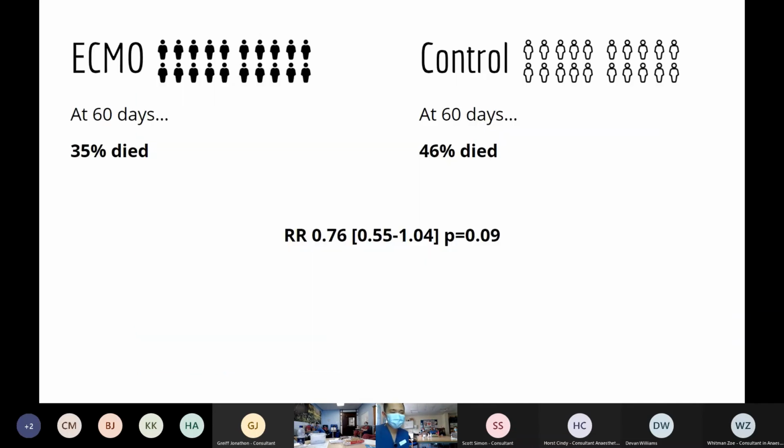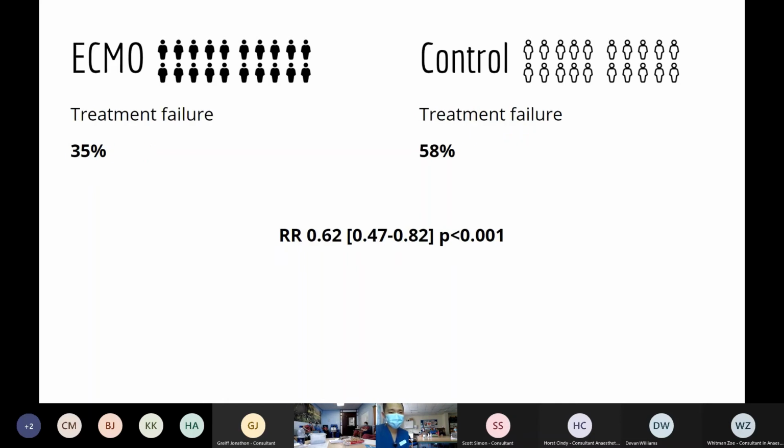Now, at 60 days, in the ECMO arm, 35% of patients died, whereas in the control arm, 46% died. And the relative risk that they've calculated was 0.76, with a confidence interval that crosses 1, and a p-value of 0.09. So this was deemed as statistically non-significant.